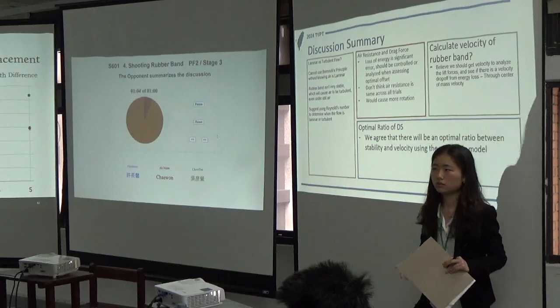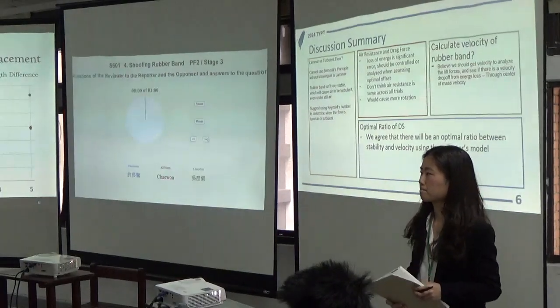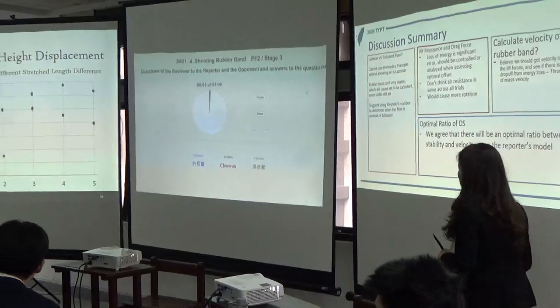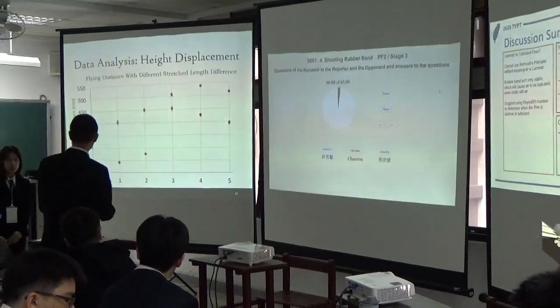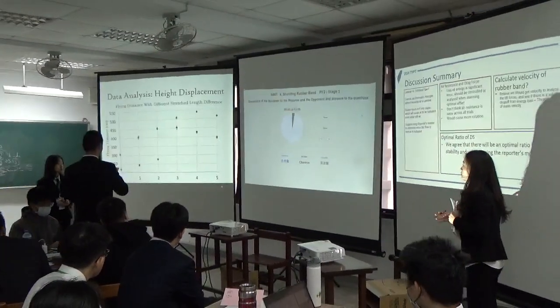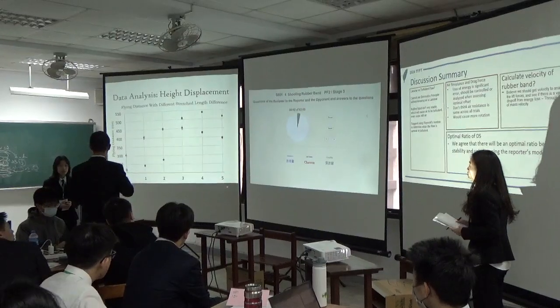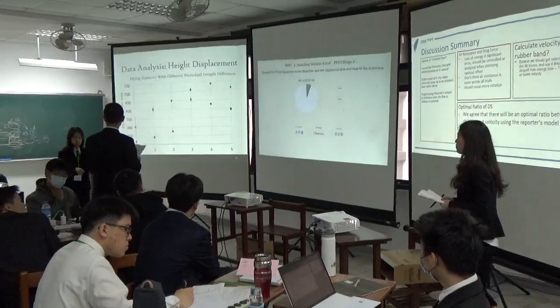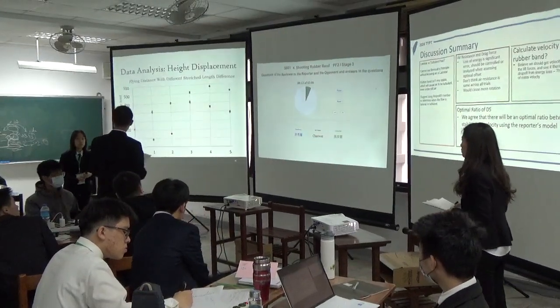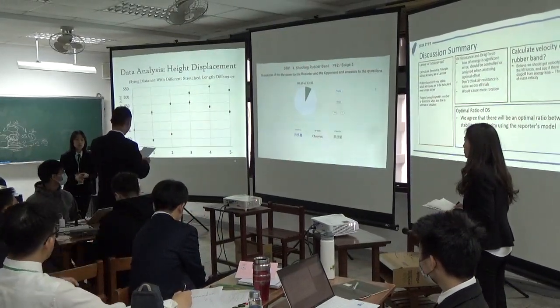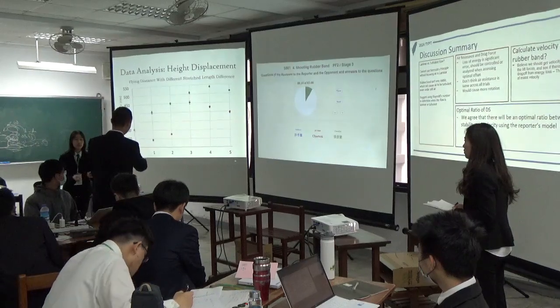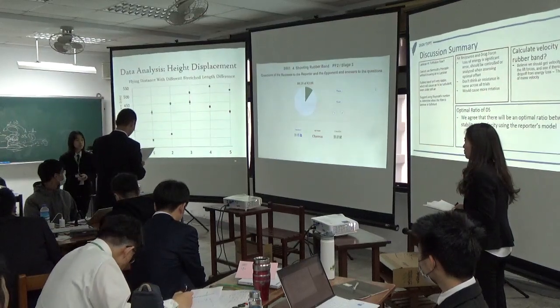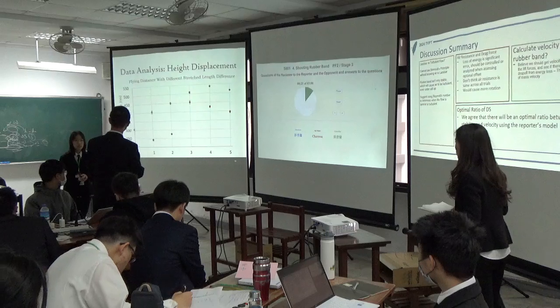Okay. Question from the reviewer. First of all, I have a question for the reporter about your experimental setup. How do you calculate your shooting distance? I measured from the starting point to the end. To the endpoint, you mean the place it fell? Yeah, where it drops on the floor. Yes. But how do you do that?